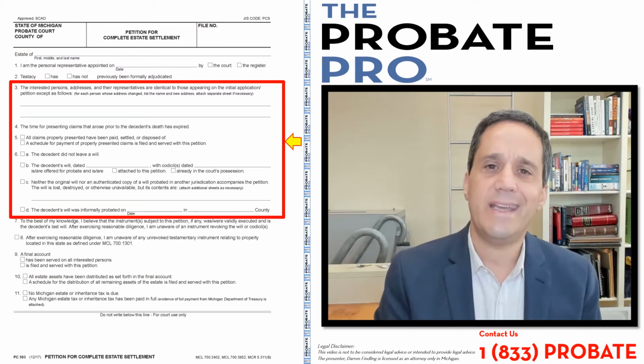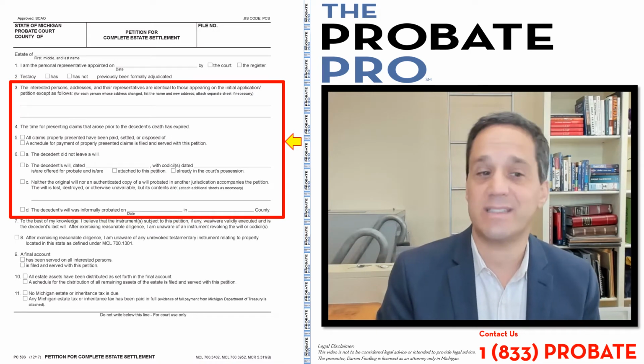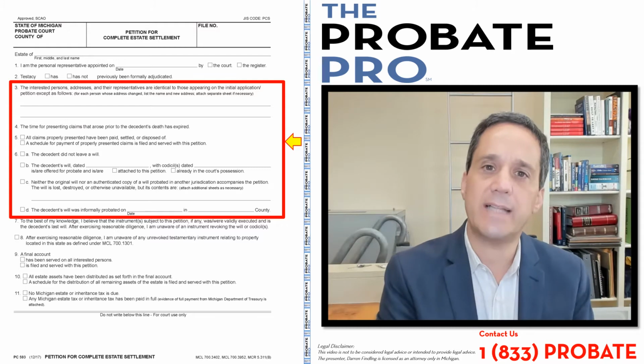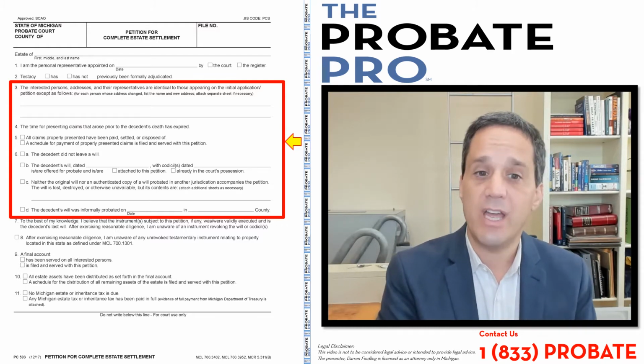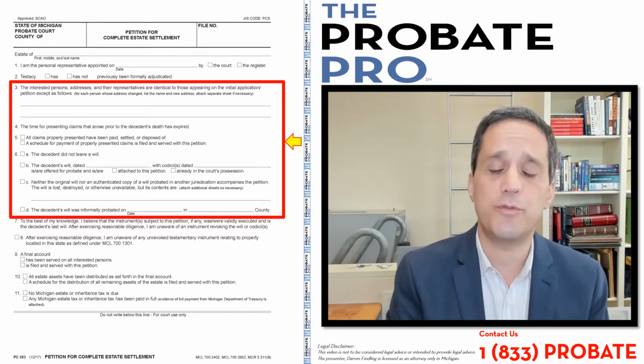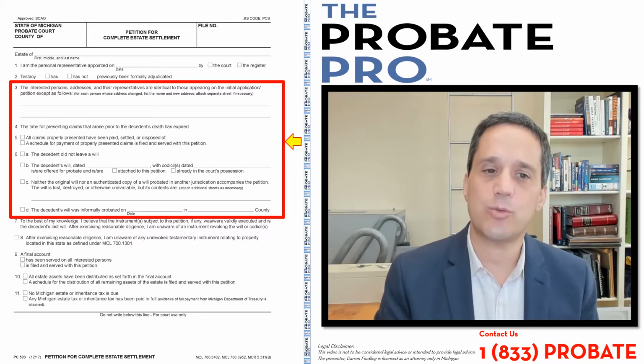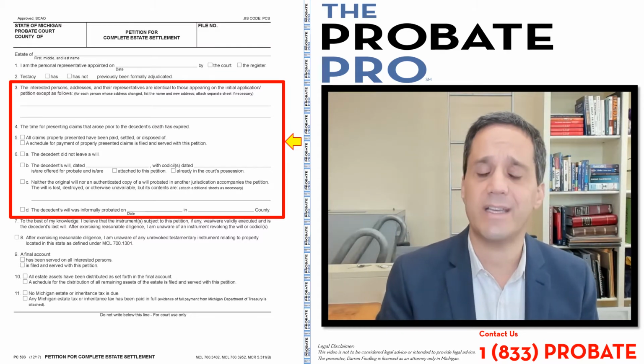Section 3 is really an update as it relates to the interested parties' addresses and names. For example, at the onset when the original petition was filed, there may be different names and addresses identified, and people may have moved during the pendency of the administration. So this provides the court with an update of the names as well as the addresses of the interested parties.